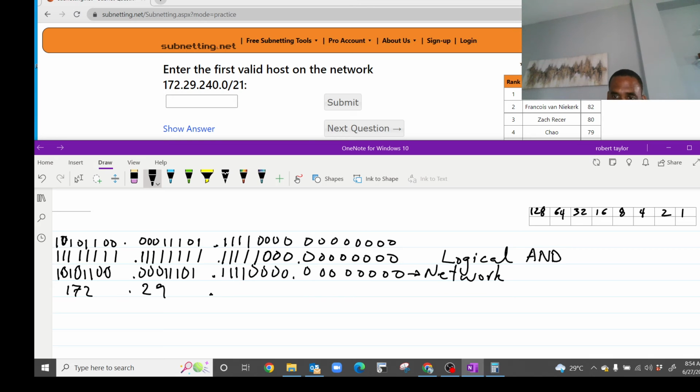So what is this? Let's put this in our converter table: 1, 1, 1, 1, 0, 0, 0, 0. So we need to add 128 to 64 here. This gives us 192. And then we need to add 32. This gives us 224. Then we need to add 16. This gives us 240.